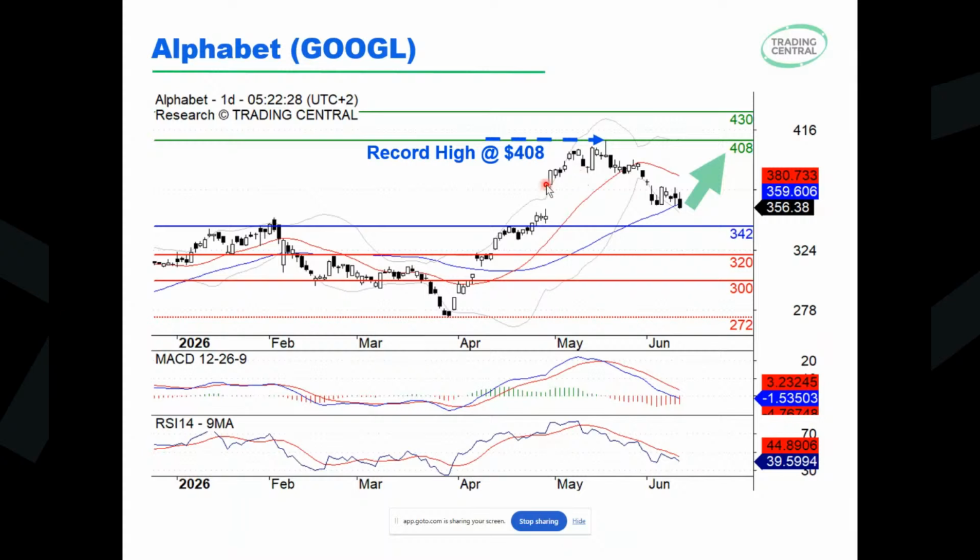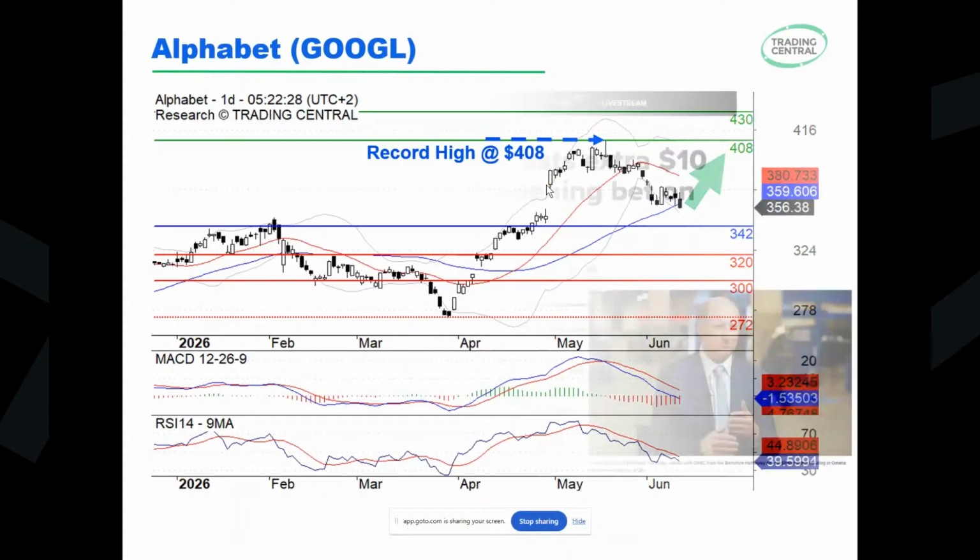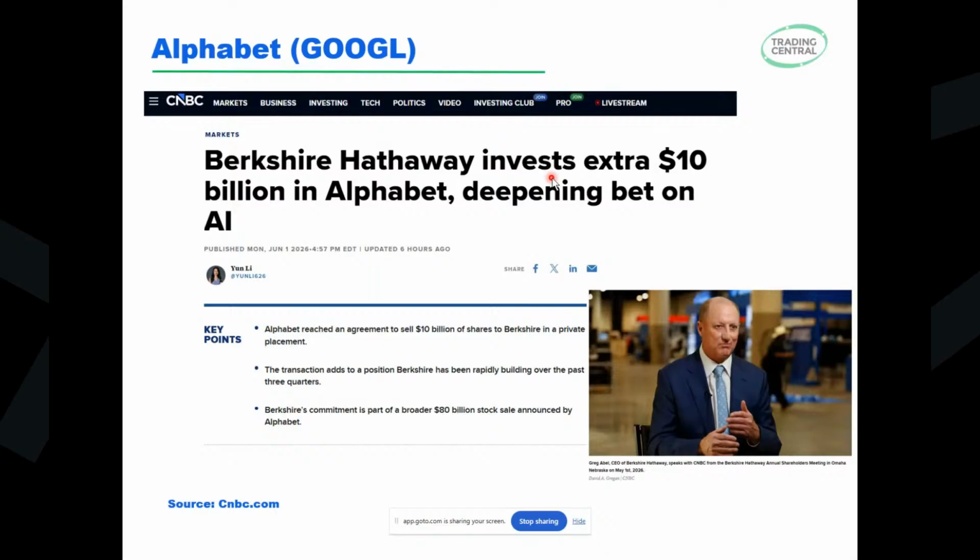So why am I bullish on this one? First of all, Berkshire Hathaway. Do you still remember our king of stock picking, Mr. Warren Buffett? Of course, now he is 95 years old. He has stepped down from the post of CEO of Berkshire Hathaway, an investment company, and now the CEO is Greg. Now, recently, just maybe last week, we see that Berkshire invested an extra $10 billion in Alphabet.